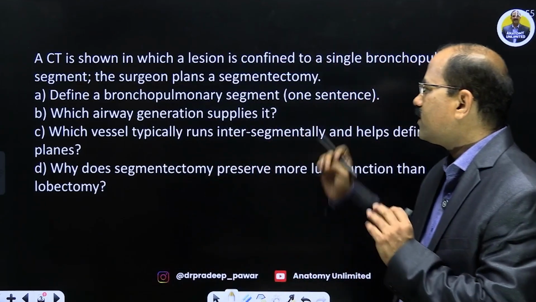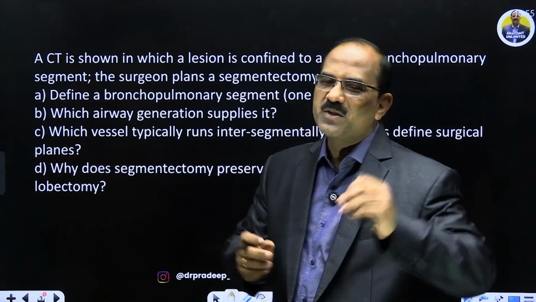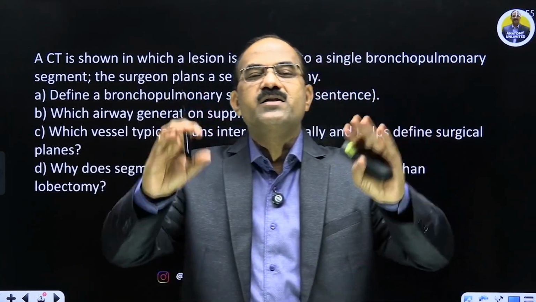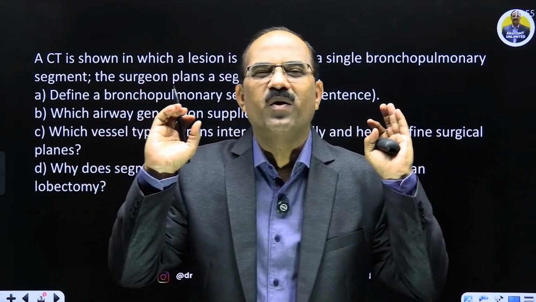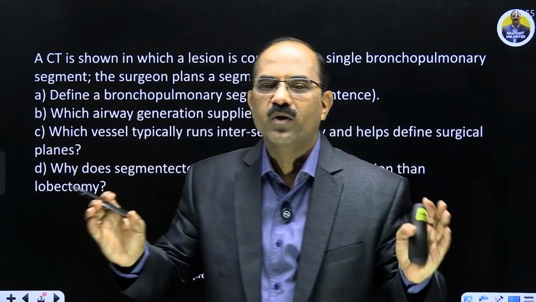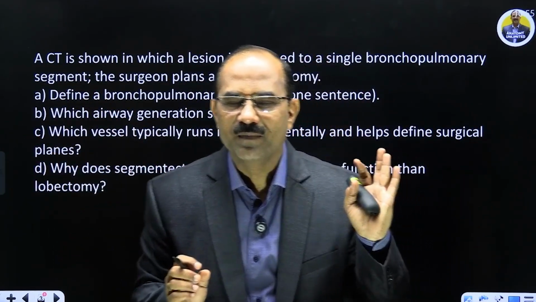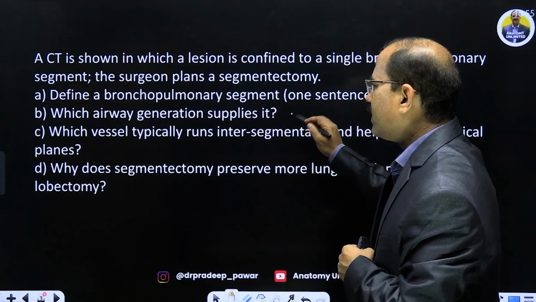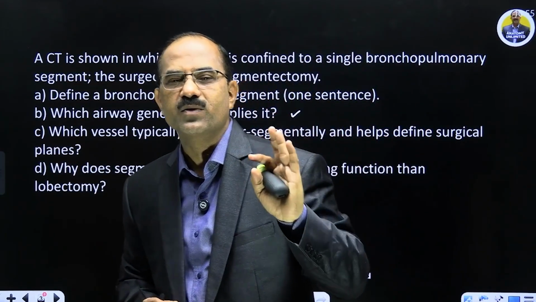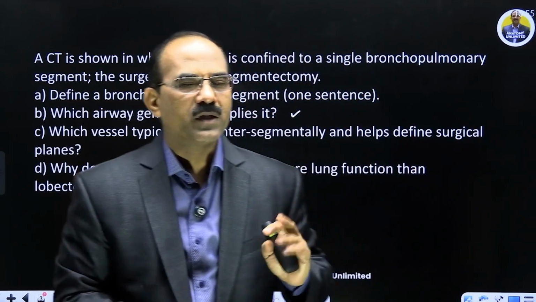Now, define the bronchopulmonary segment. Students, I'm sure you must be knowing this. What is a bronchopulmonary segment? It's a part of the lung which is supplied by a tertiary bronchus. Which airway generation supplies it? That's a tertiary bronchus. The tertiary bronchus is going to supply the bronchopulmonary segment.